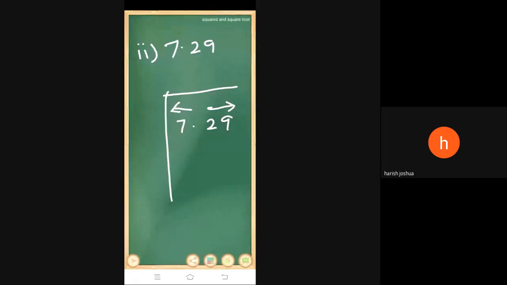Now, 7, is it a square number? No, ma'am. Lesser than 7. 1 ones are 1, 2 twos are 4, 3 threes are 9. Ma'am, 4. Ma'am, 29.